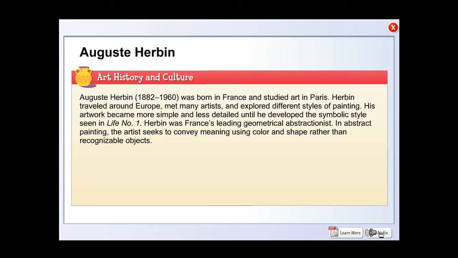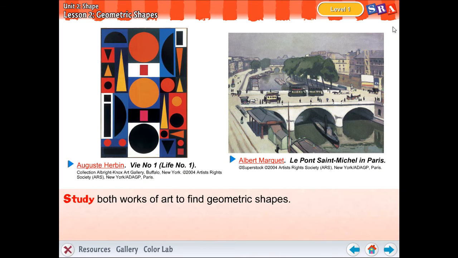Urbain was France's leading geometric abstractionist, which was a style of art. He was one of the leading artists, like one of the most famous people to create a lot of geometric abstract artwork. In his painting, he likes to use color and shape instead of things that are recognizable, and that's what made his artwork famous. Okay, so it's a study of works of art in the pictures.